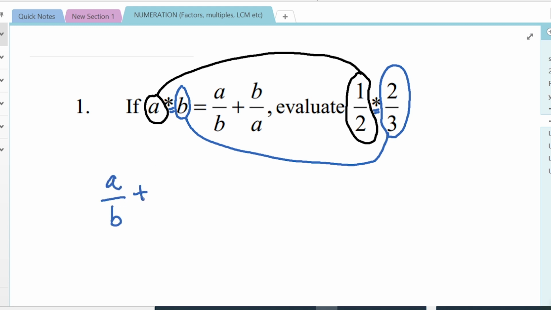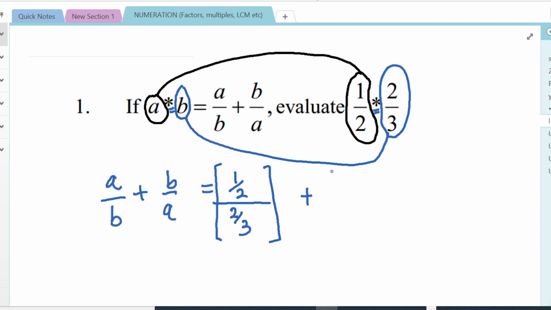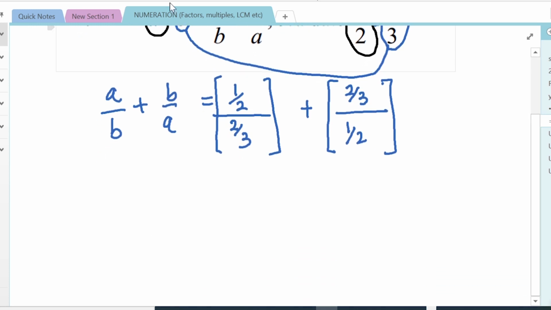A over B plus B over A is going to be given by, so our value of A is a half, so we shall say it's going to be a half. Divide that by B, which is 2/3. Let me put that like that. Plus B over A, our value of B is 2/3. Divide that by A, our value of A is a half, like that. Just that. Then we continue the working.